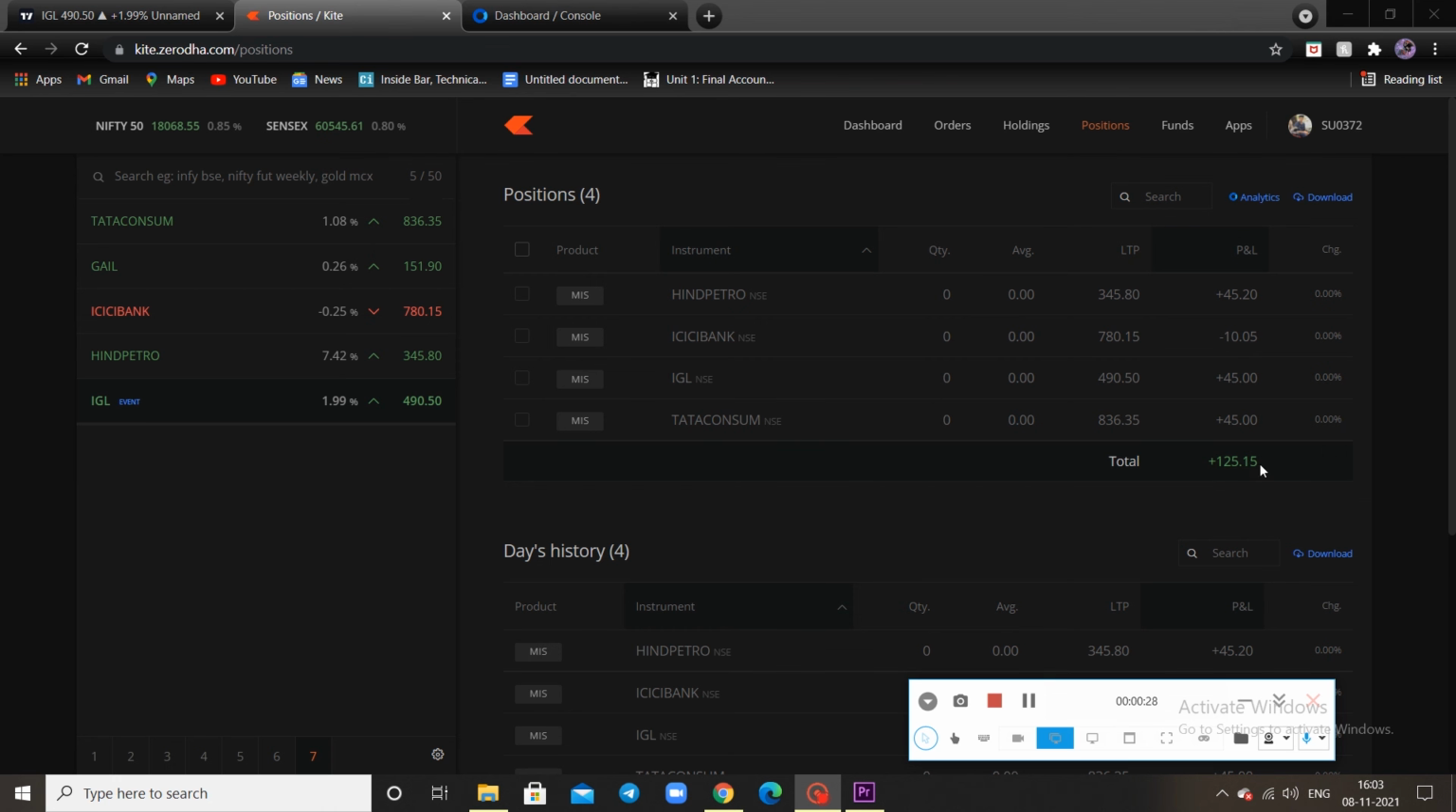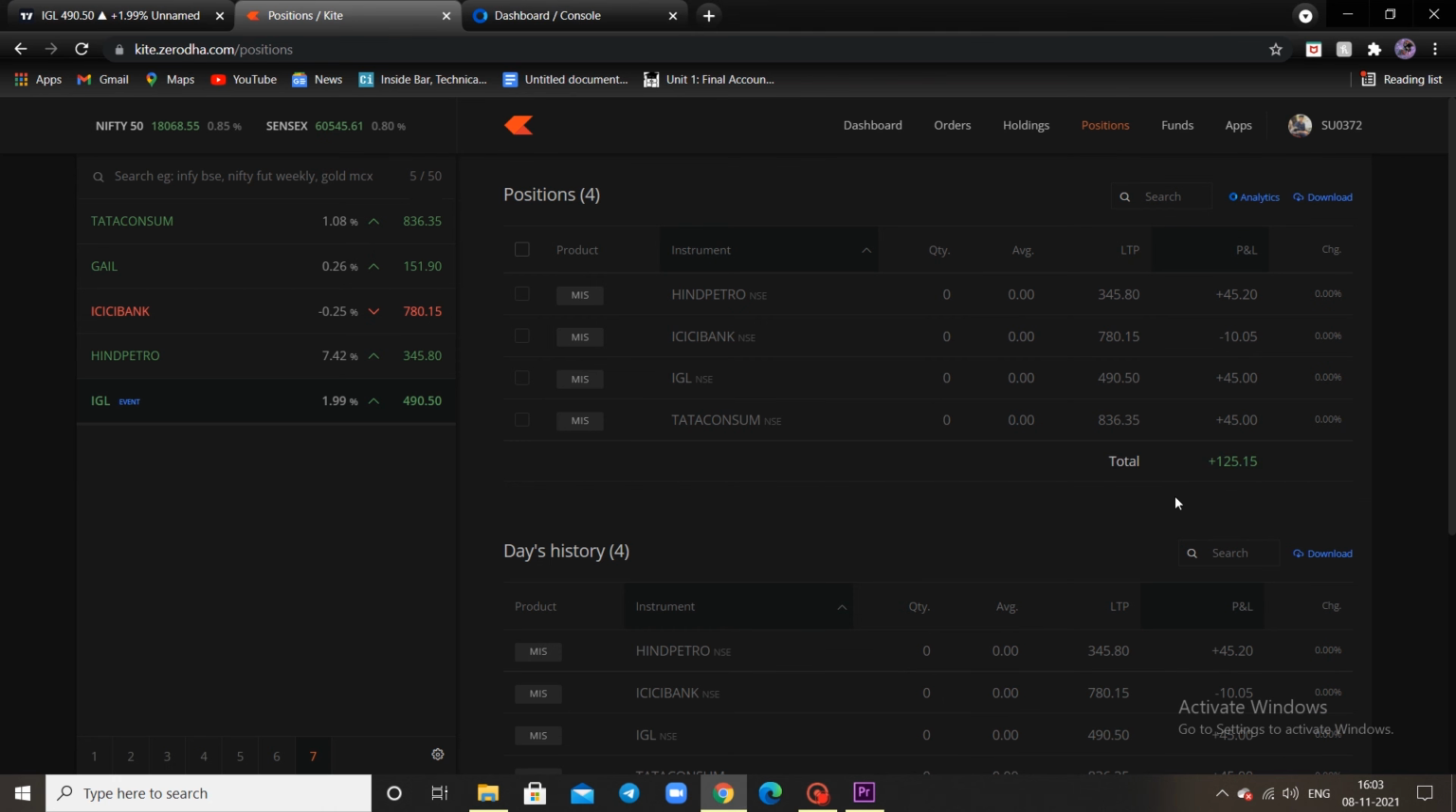As you can see, 125 rupees. There are many things you can do with that. For a beginner like me, it's a good amount. I'm not looking at the figures, I'm looking at the percentage. So for a return of 5 percent, 5.5 percent, that's a good return. I think so, and I expect you also think like that.